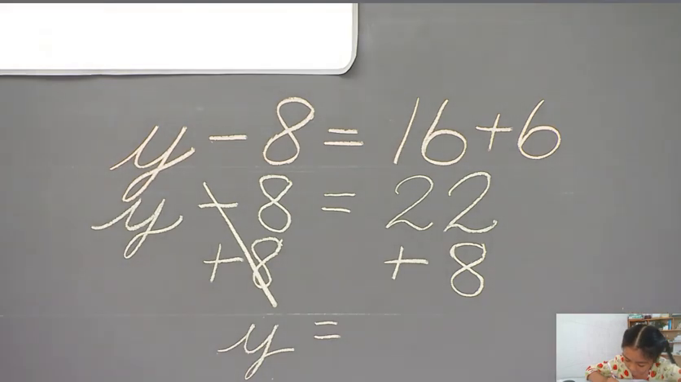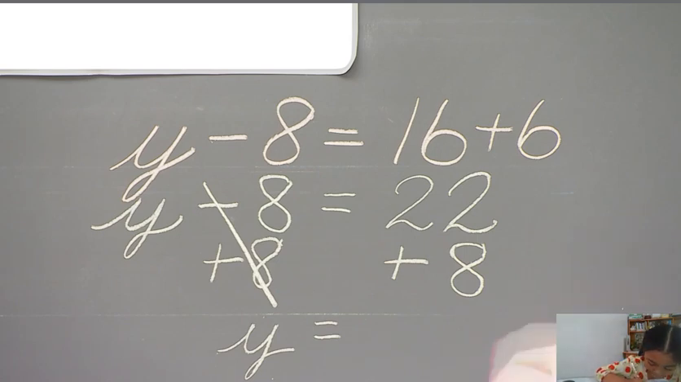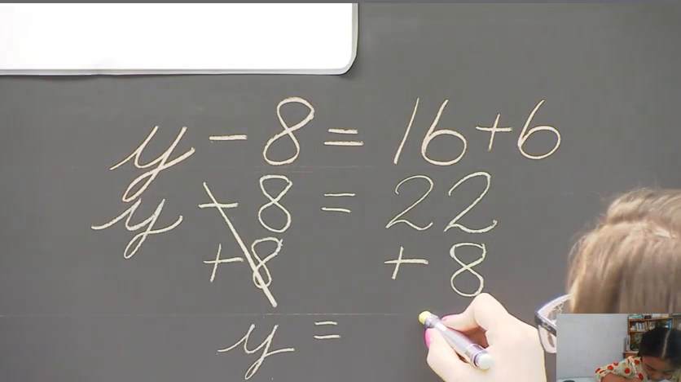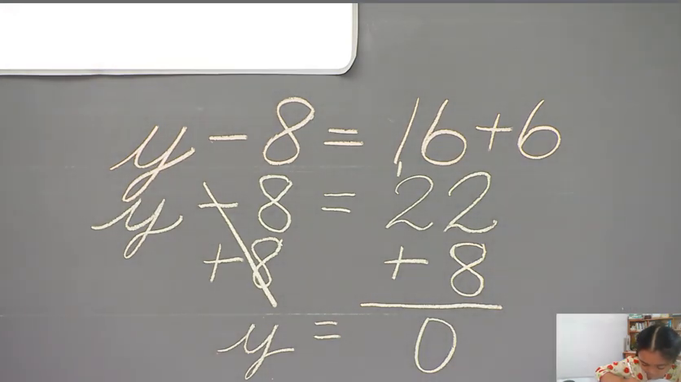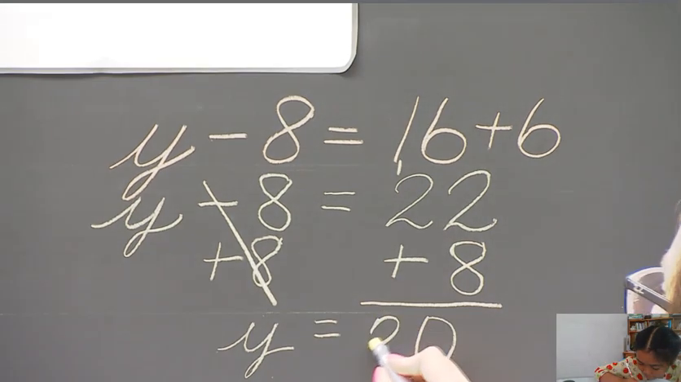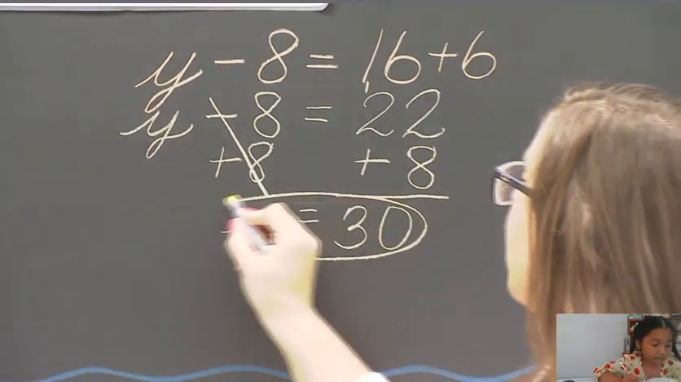22 plus 8, Kathleen. 2 plus 8 equals? 10. 10. And then carry your 1. 1 plus 2 equals? 3. 3. So your answer, y equals 30, is the correct answer.